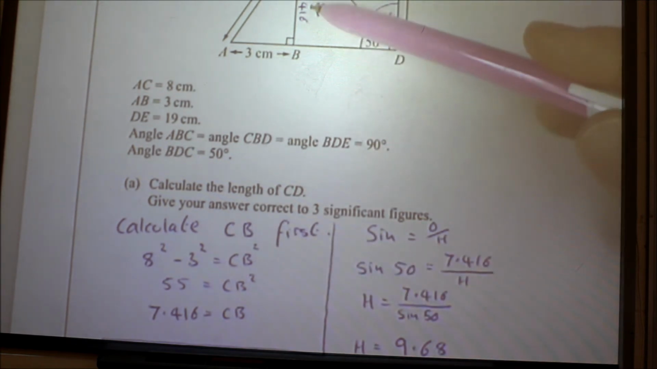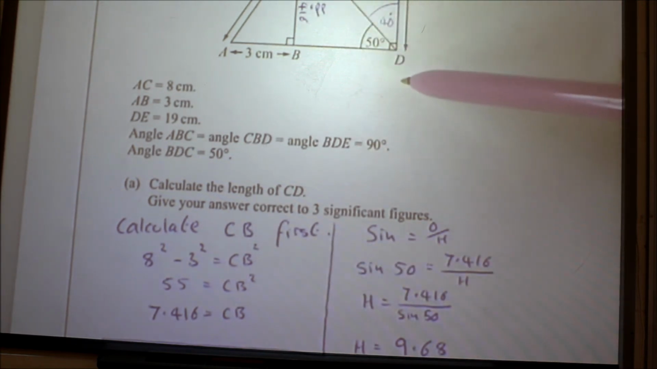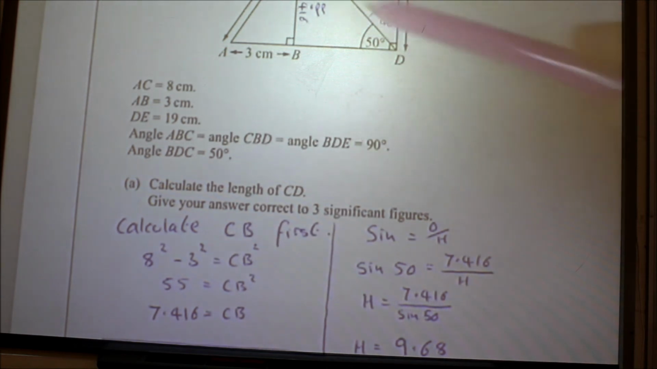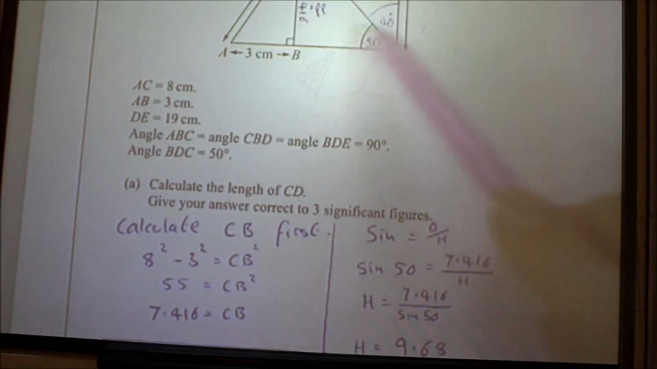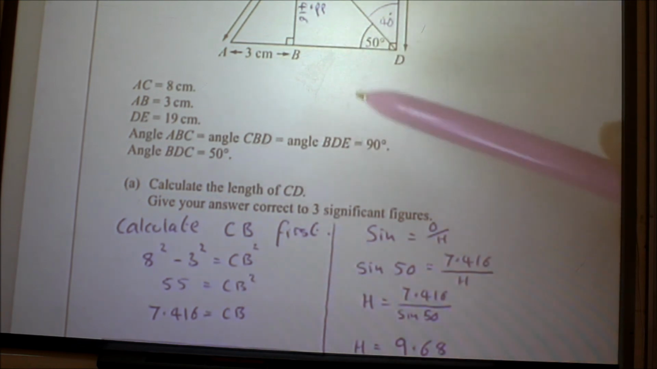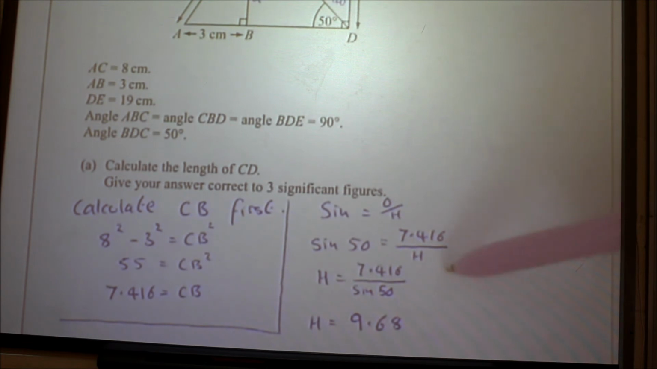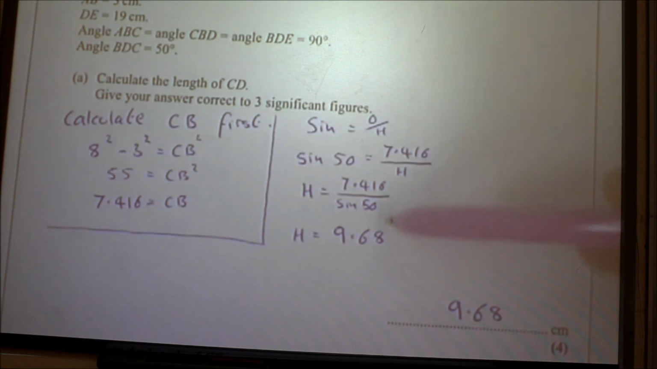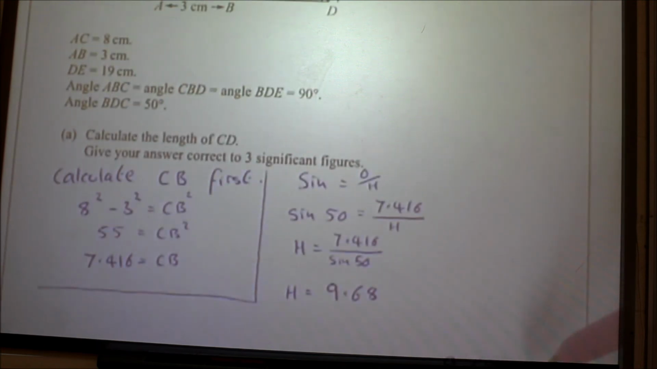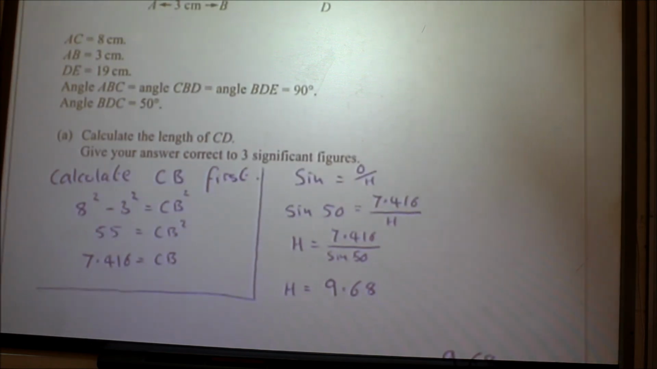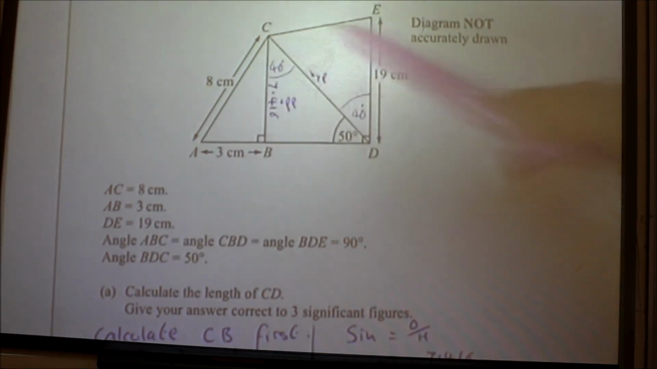So when you know that is 7.416, and we want to find the length CD, we can use our sine, cos and tan. Label the sides up. That's the hypotenuse because it's the long one. I've called that the opposite because it's opposite that angle there. So we're going to use sine. So sine 50 is equal to the opposite over the hypotenuse. Hypotenuse, obviously, we're trying to find. Rearrange the formula, and you should get the hypotenuse is 9.68 to 3 significant figures.